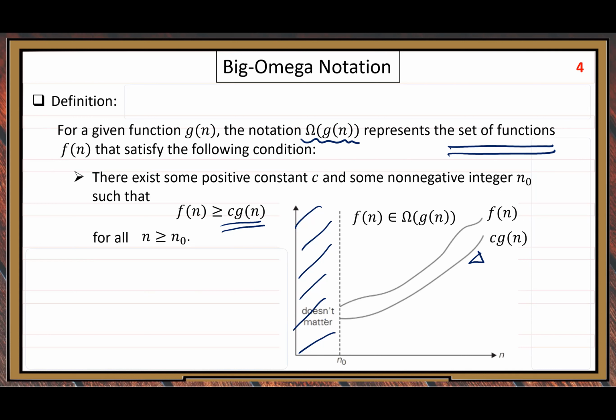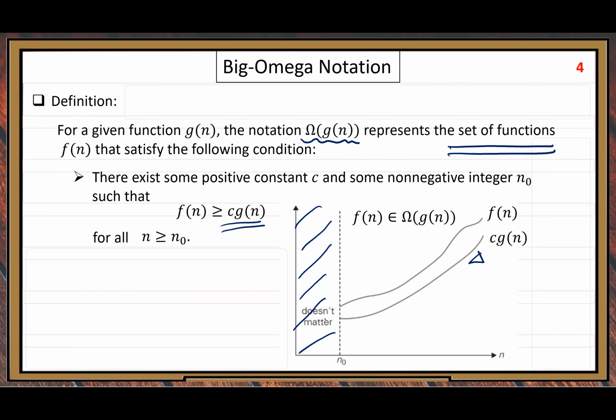Okay? You need to do something. But this part doesn't matter. So that's the big omega notation. You put it together with that big O notation. Then the third one, our last one. Okay, third one, big theta.